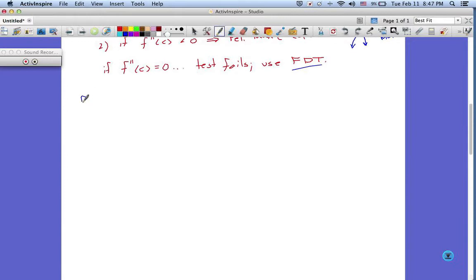So let's look at a polynomial function. Let's just take negative 3x to the fifth plus 5x cubed. And let's determine our relative extrema using the second derivative test. So first derivative is negative 15x to the fourth plus 15x squared.